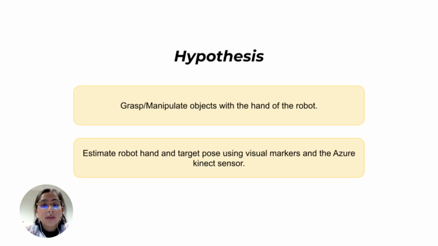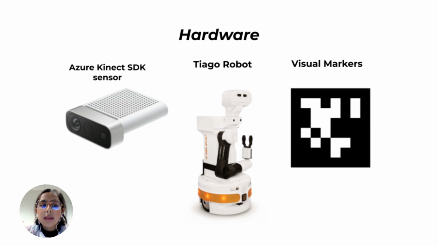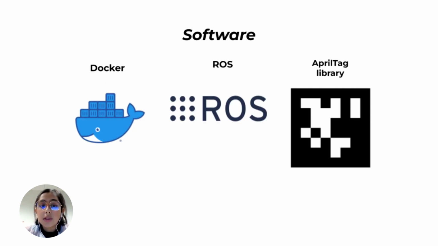Basically, the main objective for this project consists of grasping or manipulating objects with the hand of the robot, estimating the robot hand and target pose using visual markers and the Azure Kinect sensor. The hardware implemented for this project was the Azure Kinect sensor, the TIAGo robot, and several visual markers. For the software, we implemented Docker with Ubuntu, ROS Noetic, and the AprilTag library.